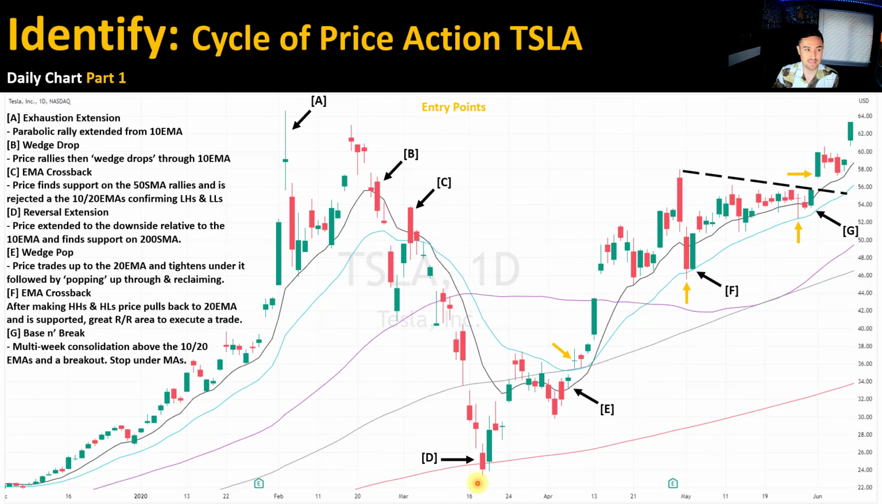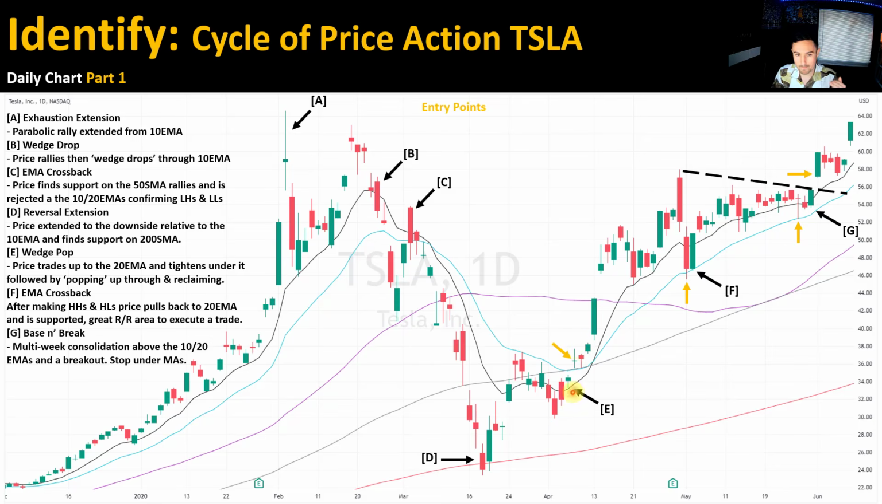Then as we go down to D, this is the reversal extension. Price is now extended to the downside relative to the 10 EMA, and it also finds supportive action on the 200 SMA. It's showing a lot of relative strength. We may actually look at this one a little bit later on so I can show you the relative strength point.